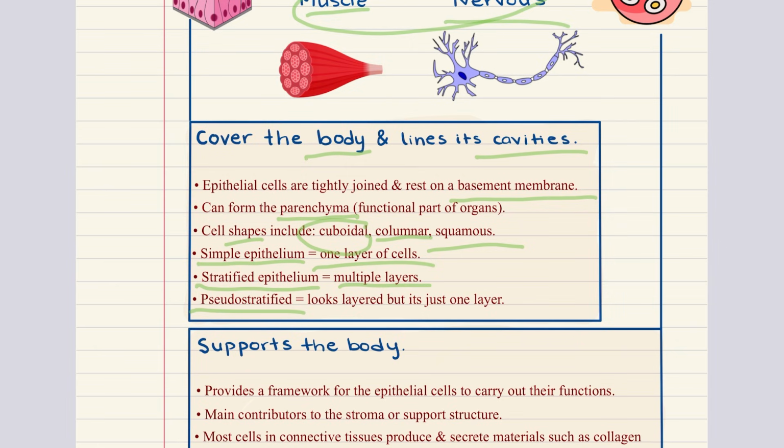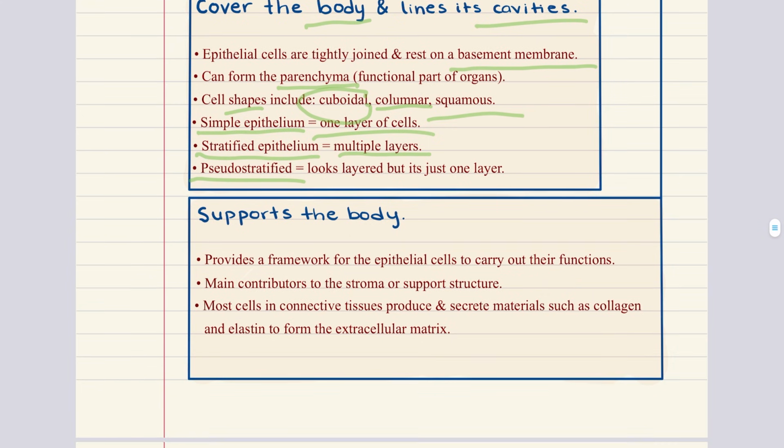Now let's turn to connective tissue. Unlike epithelial tissue, which forms coverings and linings, connective tissue provides support and structure. Its primary role is to form the stroma, which is the supportive framework that holds organs together and provides a place for other tissue types to anchor.